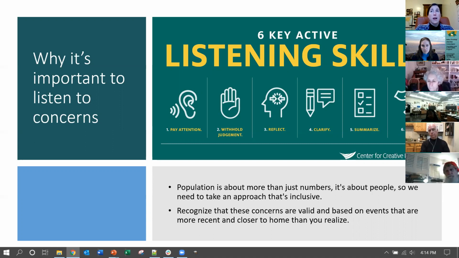And I really like this graphic for active listening. It's something that's come up in a lot of our staff workshops. It seems very intuitive, just listening, but there's a big emphasis on not immediately responding. And I'm a very animated person. I like to respond and nod and agree. But it's really about taking in and processing everything the person is saying before you give any response. So the steps are: pay attention, withhold judgment, reflect, clarify, summarize, and share.